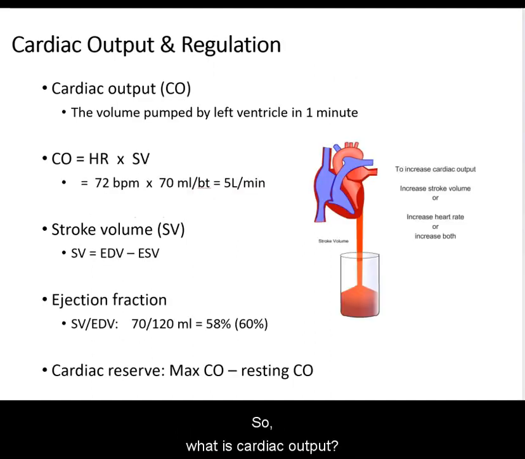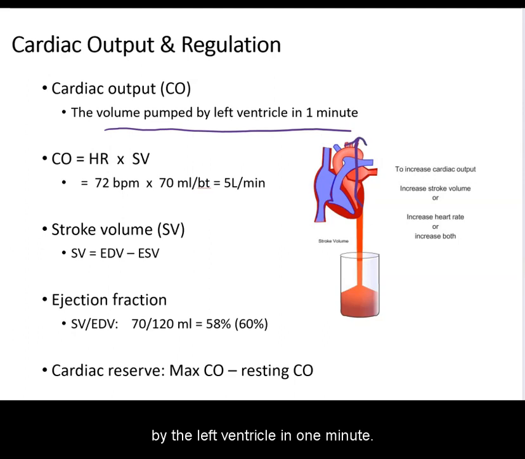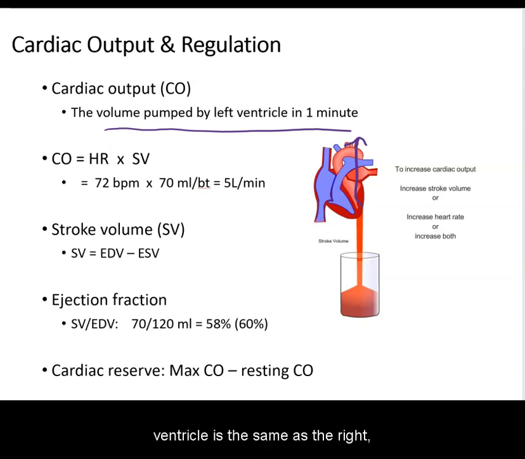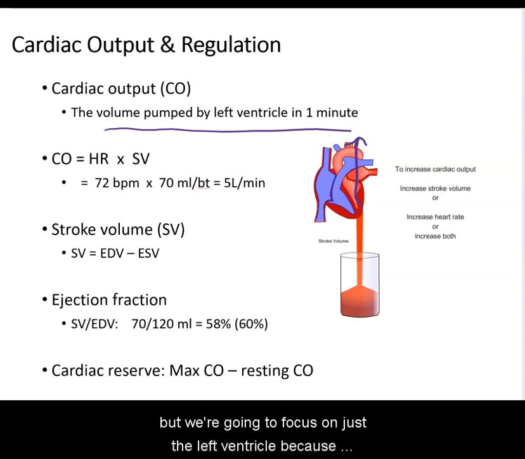So what is cardiac output? Well, cardiac output is literally the volume of blood pumped by the left ventricle in 1 minute. Now remember, the volume of blood that leaves the left ventricle is the same as the right. It's the pressures that are different. But we're going to focus on just the left ventricle because that's the most important one.